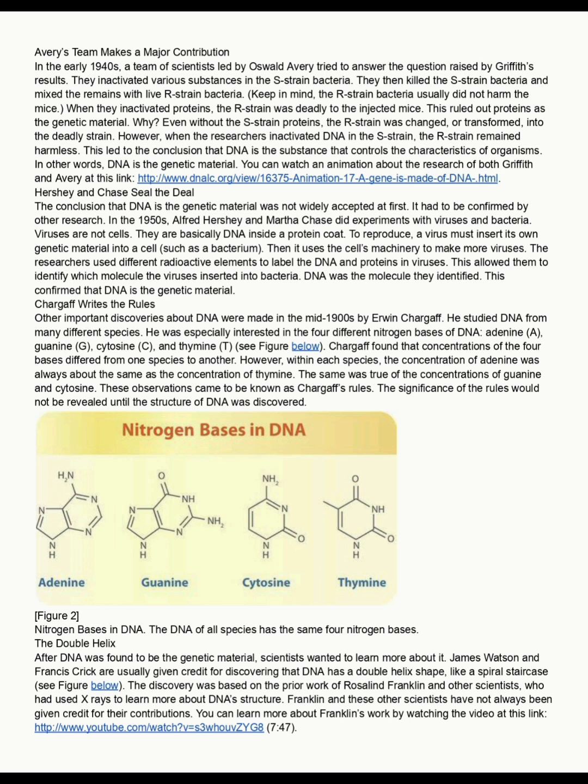Chargaff writes the rules. Other important discoveries about DNA were made in the mid-1900s by Erwin Chargaff. He studied DNA from many different species. He was especially interested in the 4 different nitrogen bases of DNA: adenine (A), guanine (G), cytosine (C), and thymine (T). Chargaff found that concentrations of the 4 bases differed from one species to another.